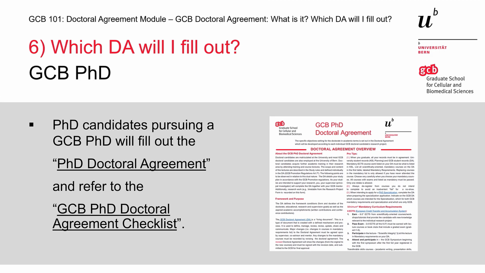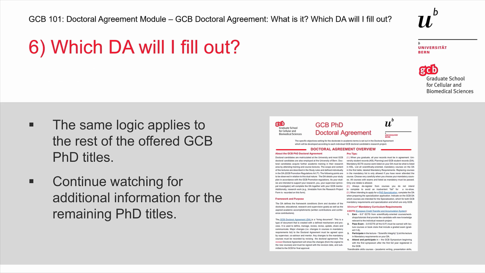PhD candidates pursuing a GCB PhD will fill out the PhD Doctoral Agreement and refer to the GCB PhD Doctoral Agreement checklist. The same logic applies to the rest of the offered GCB PhD titles. Continue watching for additional information for the remaining PhD titles.